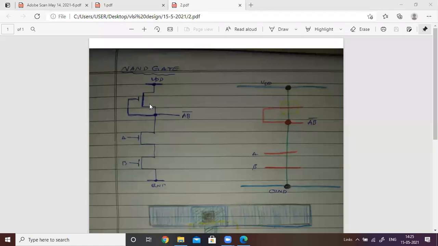N-channel MOSFET. Okay, N-channel depression mode MOSFET, whose gate is short circuited to the source terminal. This is always common for NMOS design style. So this is A, this is B, this is the enhancement mode transistor. The actual logic depends upon the pull down transistors, and this is the structure. Okay, so depending upon this structure, you can draw the stick diagram.